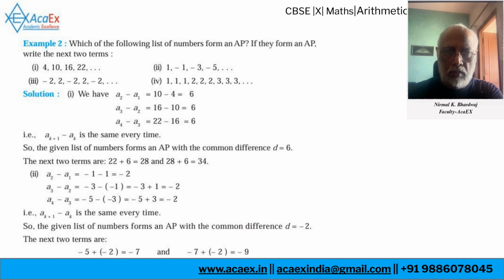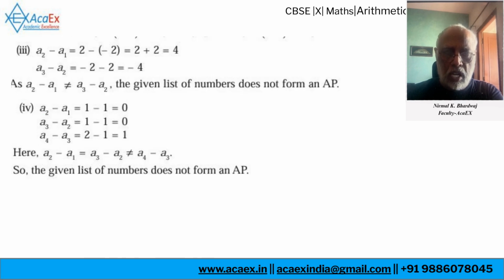1, negative 1, negative 3, negative 5. The difference between consecutive terms is always negative 2. So, this is an AP. The next two terms are negative 5 plus negative 2, which is negative 7, and negative 7 plus negative 2, which is negative 9.